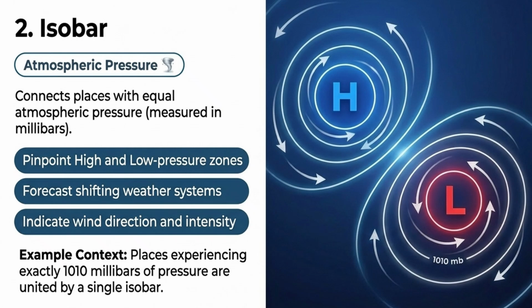Isobars help us identify these pressure systems. They are also very useful in weather forecasting because they help meteorologists understand wind direction, wind speed, and the movement of weather systems. In simple words, an isobar is a line joining places with equal atmospheric pressure on a map. Now let's move on to the next slide.